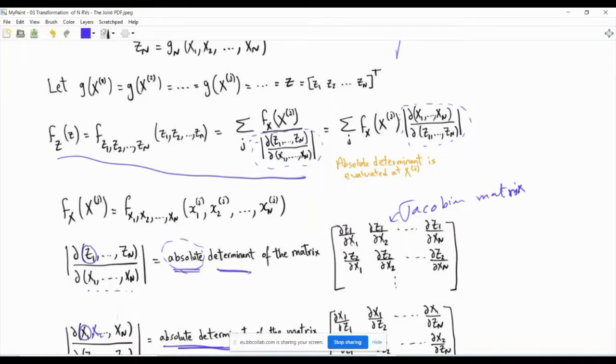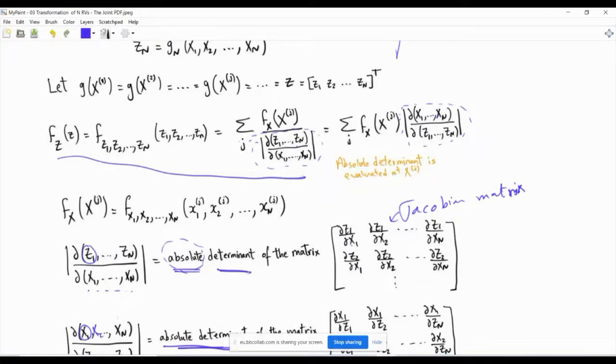Why is this the case? Because this guy is 1 over this guy. And again, you can see it in the notes, or you can just take it for granted. Okay? Absolute determinant, very important. So this is basically the absolute determinant of the Jacobian.